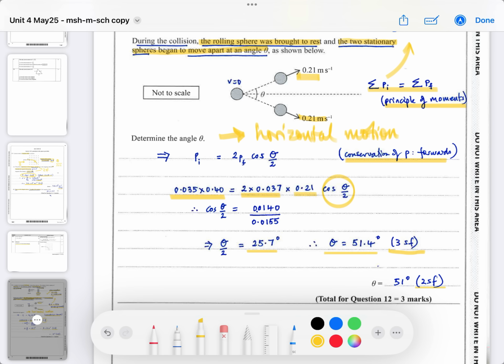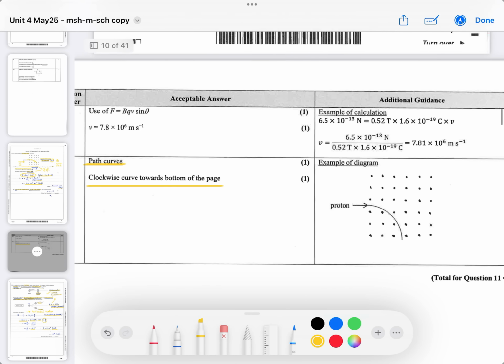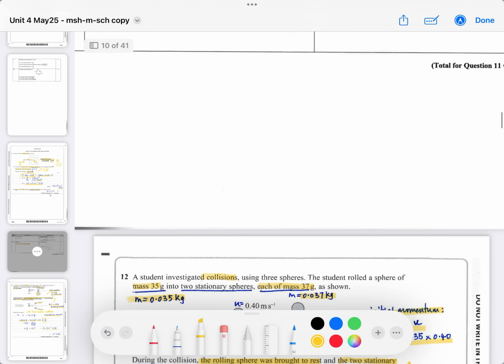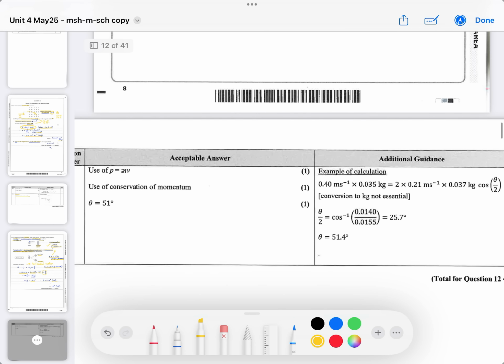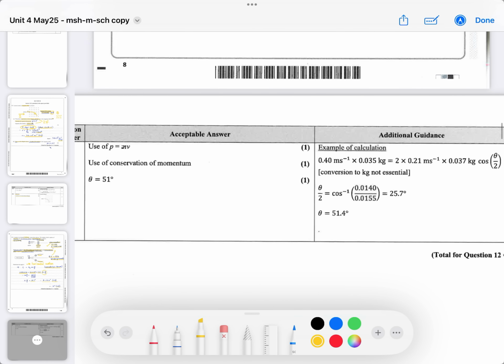So we've done some further mechanics. We've done some, what was the question before? We've done some simple magnetism questions and all the multiple choice. Okay, there's the answer from the exam board.